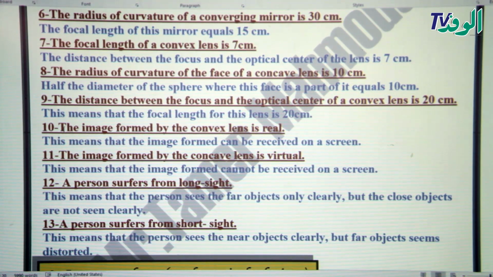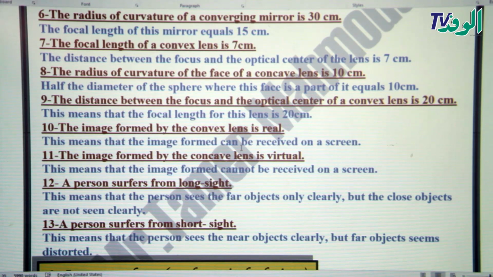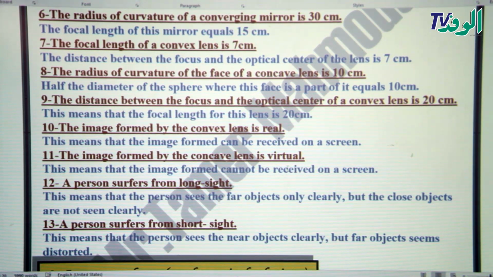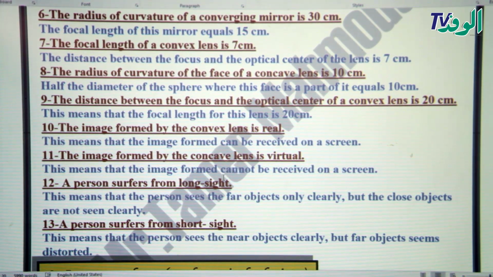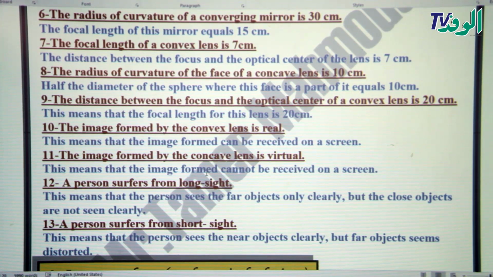Next one. The image formed by a convex lens is real. What's meant by that? This means that the image formed can be received on a screen, and can be formed by the refracted light rays themselves. The image formed by the concave lens is virtual. What does it mean? This means that the image formed cannot be received on a screen, as it's formed by the extensions of the refracted light rays.